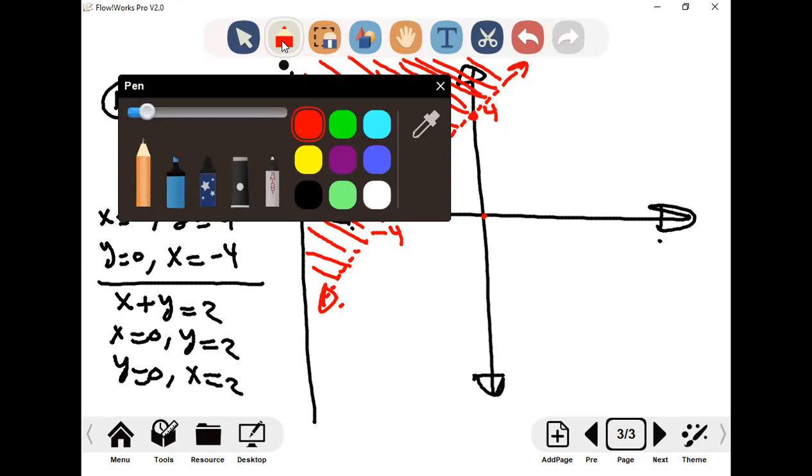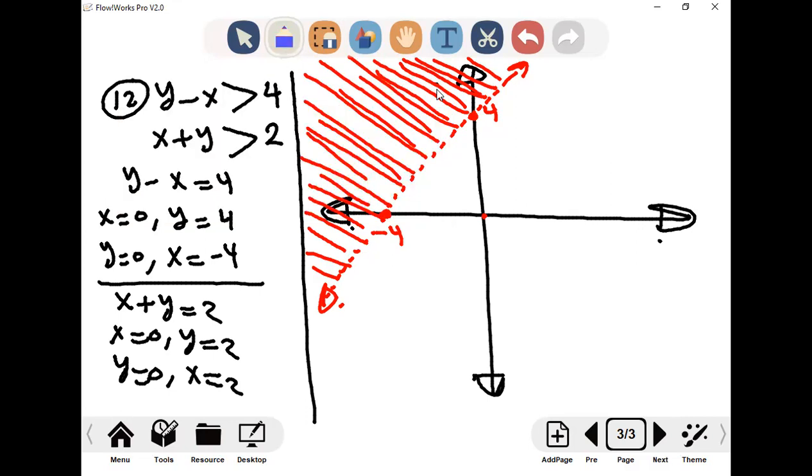Let's use the blue one for the other solution. 2 and 2. X is 2, y is 2. And we don't have an equal sign, so it will be a dashed line. Now, test 0, 0. Put 0 here and 0 here. 0 plus 0, 0. Is 0 more than 2? No. It means the region with 0, 0 down is not the solution. The solution will be up.